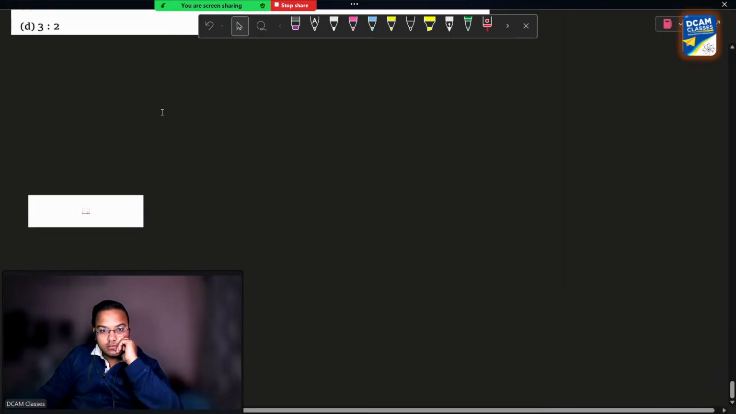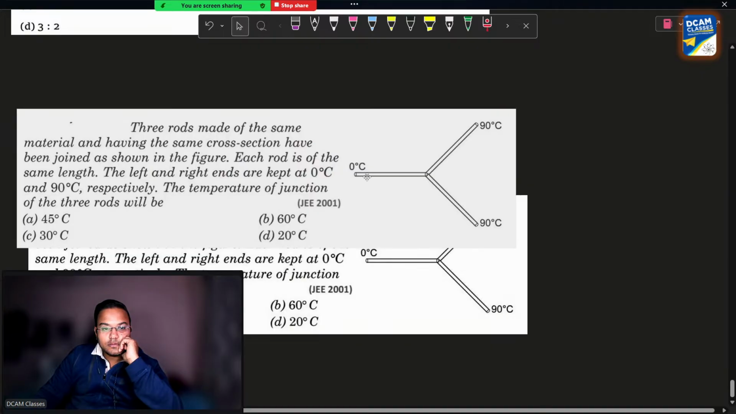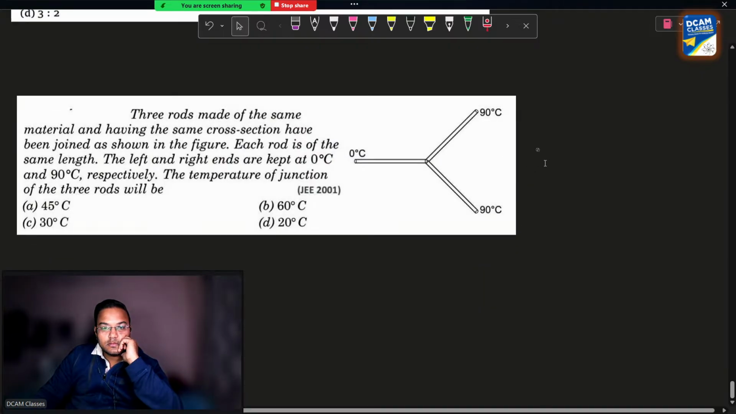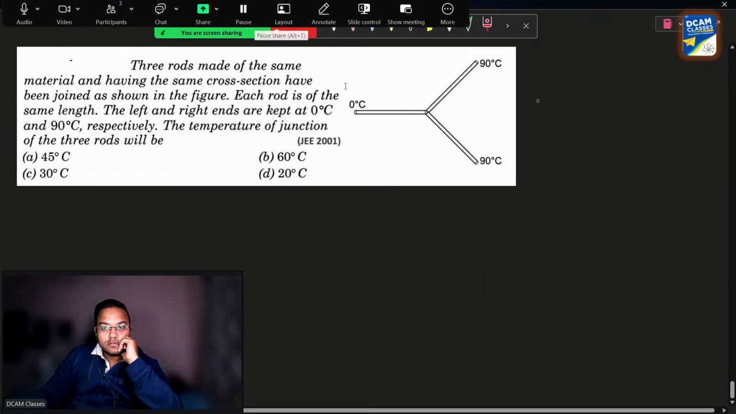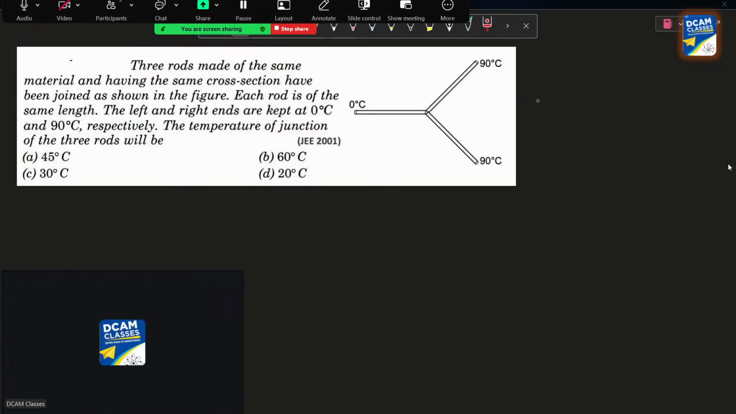Question did not come. Try solving this question. This is an interesting one.